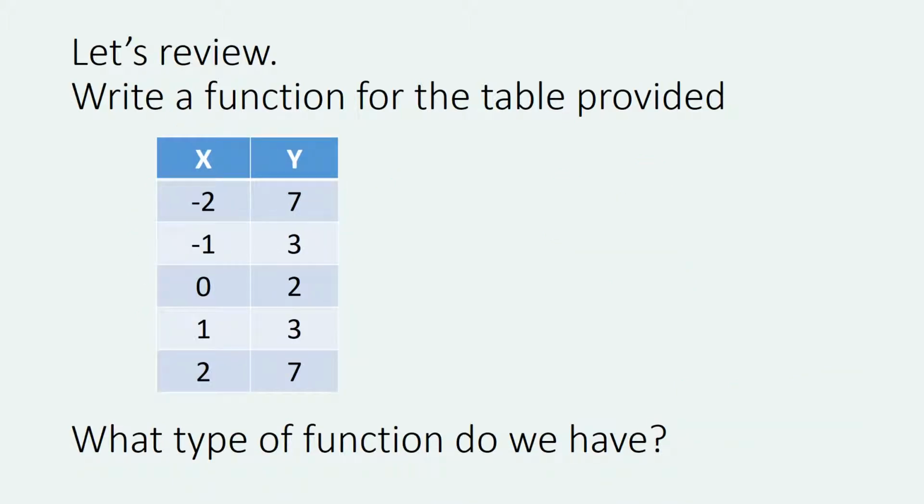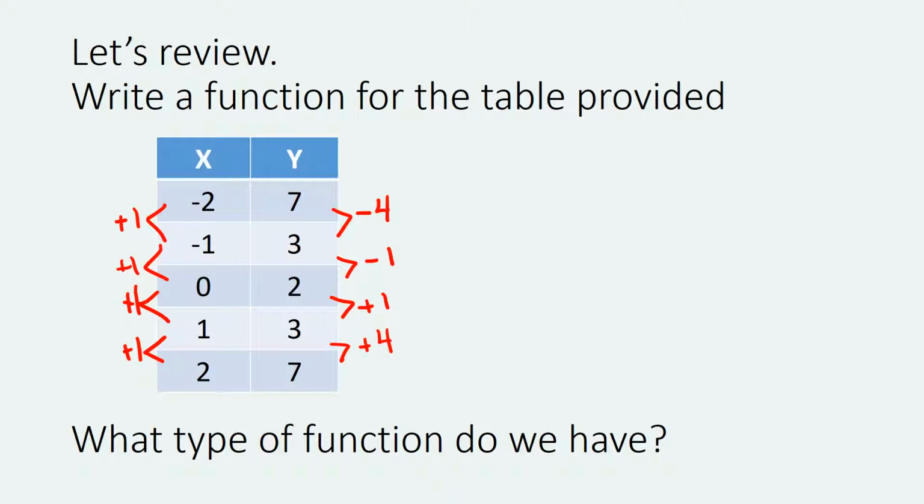Okay? So what if we did that to this set of ordered pairs? To get from my x's from -2 to -1, I'm adding 1, adding 1, adding 1, and adding 1. But now when I go in my y's to get from 7 to 3, I'm subtracting 4. To get from 3 to 2, I'm subtracting 1. And then to get from 2 to 3, I'm adding 1. And then to get from 3 to 7, I'm adding 4.